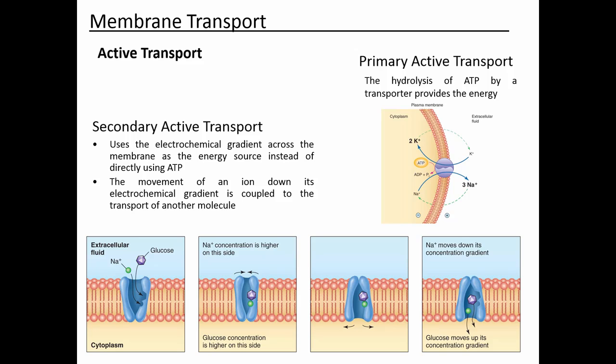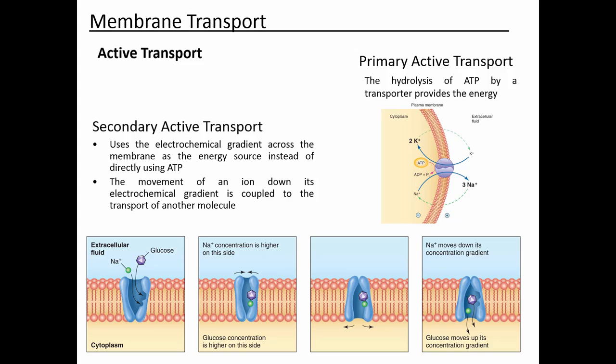So what you're going to see happens in secondary active transport is the carrier transports two different substances. One substance is going to be moving down its electrochemical gradient, while the other substance is going to be moved against its concentration gradient. As an example, on the slide they gave you the example of a transporter that transports both glucose and sodium ions into the cell.